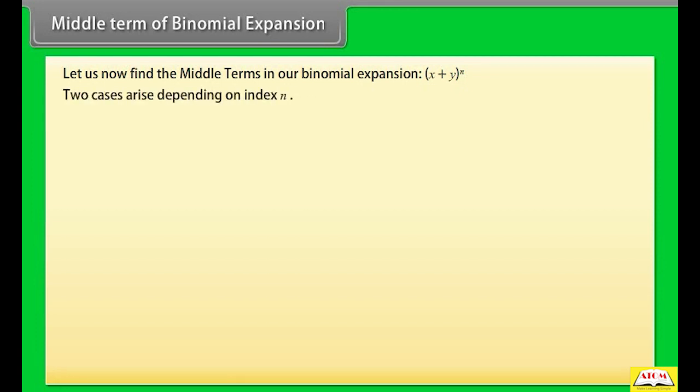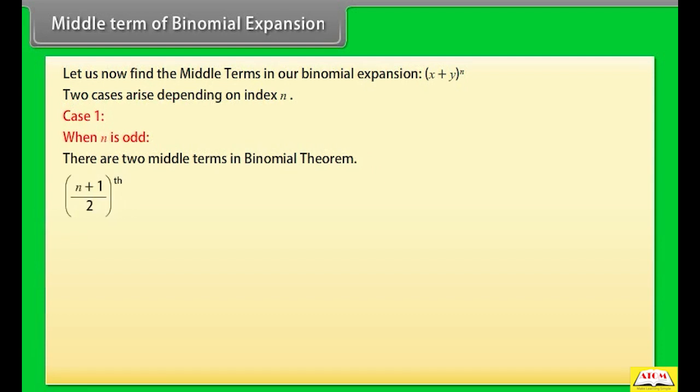Middle term of binomial expansion. Let us now find the middle terms in the binomial expansion (x + y)^n. Two cases arise depending on index n. Case 1: when n is odd, there are two middle terms in the binomial theorem: the (n+1)/2 th term and the ((n+1)/2 + 1)th term.